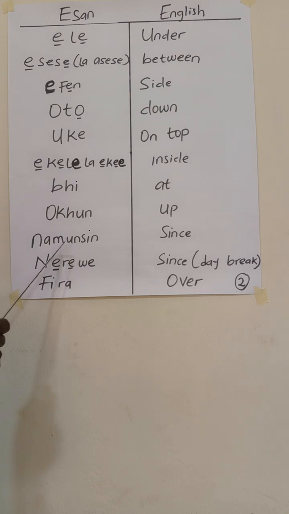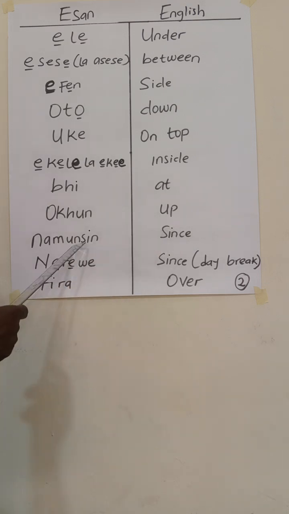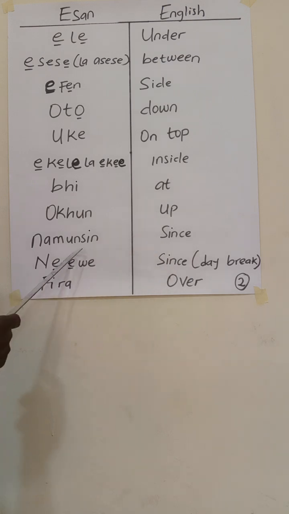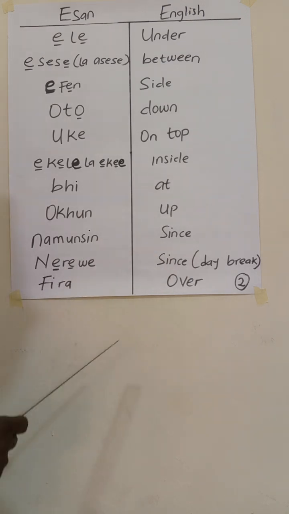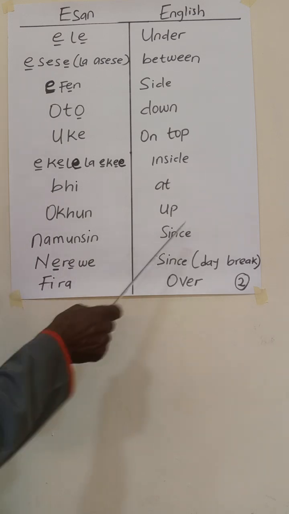The other one is namusin. Namusin. Since is namusin. Namusin, since in English, namusin in Esan, which means I've been waiting for you since. That's where they are used. They are prepositions.